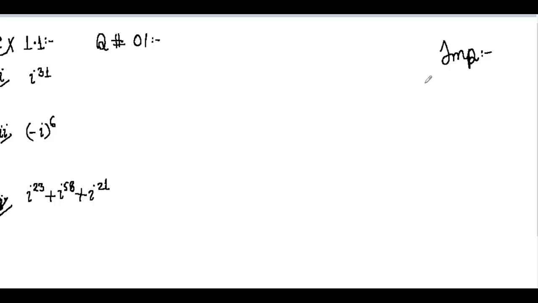We are all quite familiar with complex numbers as we have studied them in class 9th. So just revising the basic information, iota equals under root of -1. Now taking square on both sides, we get iota square equals -1.